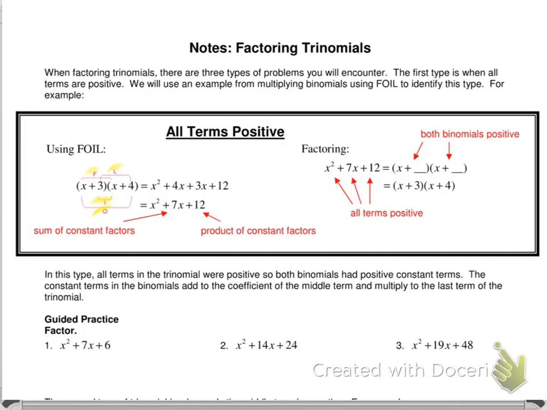When they're all positive, our terms are going to be positive, so both binomials will be positive. The key to factoring and working backwards in this manner is to look at the last number in my trinomial, which would be 12 in this instance, and think about what numbers I can multiply together to get 12. So 12 times 1, 6 times 2, 3 times 4. But not all of those will work. The key is which of those numbers can I add together to get my middle term.